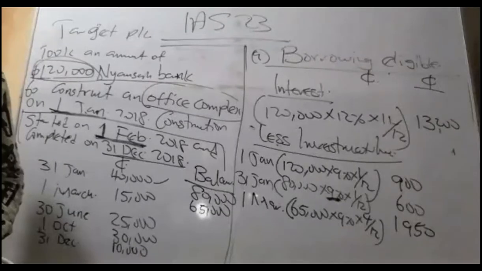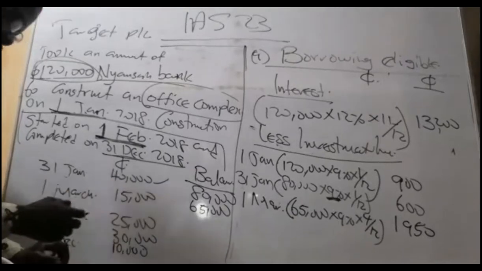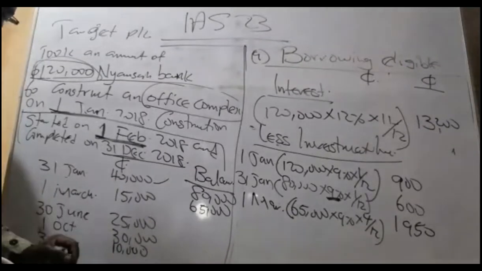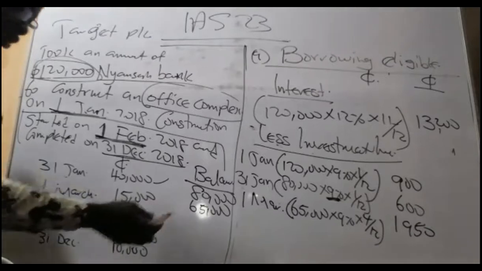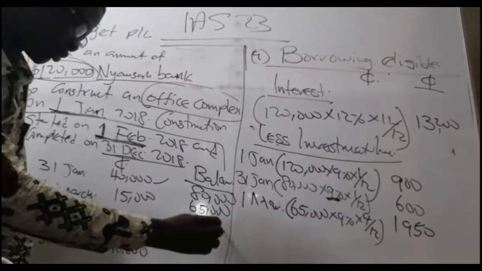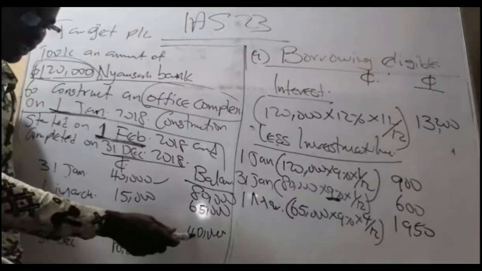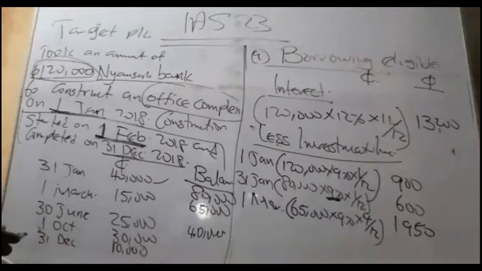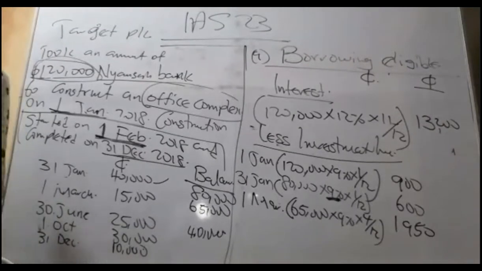Wow, facts of the day. Now let's move on with the game. Have you seen how the game is becoming nice? Now let's see. Then on 30th June, they took 25 from the 65, so left with what? 40,000. Yes, left with 40. Then they will invest this 40 on 30th June until 1st October. So how many months? From 30th June to 1st October.